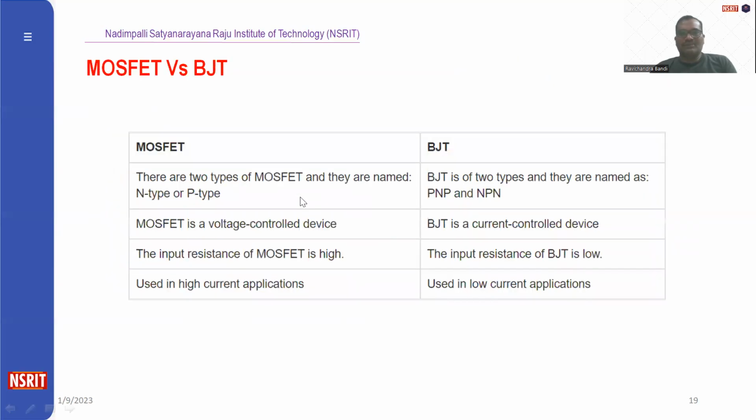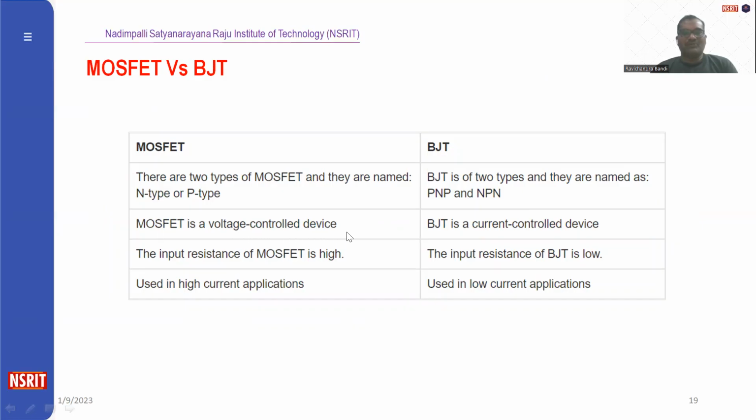You can look into this table. Now, what is the difference between the MOSFET and BJT? Why do we prefer MOSFET for the design of VLSI circuits over BJT? There are two types of MOSFET, named N-type and P-type. BJT is also of two types, named NPN and PNP.